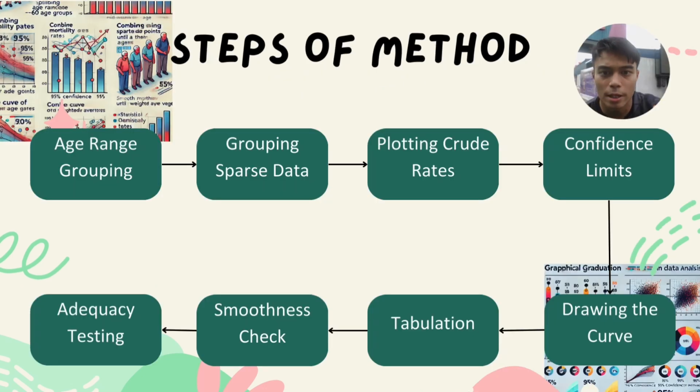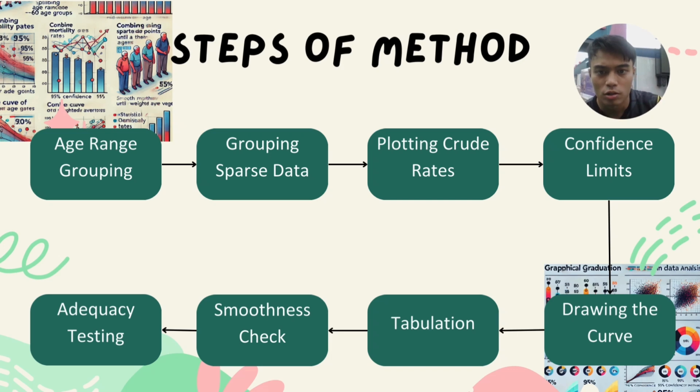Next we go to the steps of the method. The first is age range grouping, such as splitting the ages into a range above 60 or lower than 60, and then log qx, or log qx over 1 minus qx, will be plotted. The next step is grouping sparse data, where the data will be combined until deaths exceed 5.